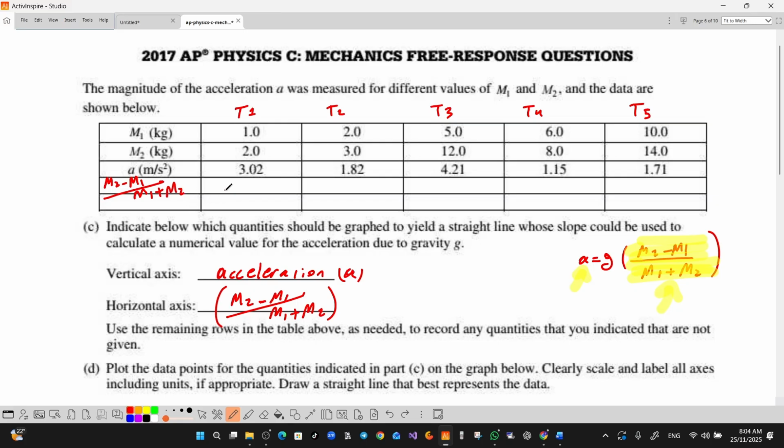Now we just need to apply a simple calculation for this fraction. So m2 minus m1, m2 is given by 2, m1 is given by 1, over 2 plus 1, or 1 plus 2. The answer will be 1 over 3, and we know that 1 over 3 is equal to 0.33. Now we repeat the same calculation for the other trials, and we will get the following values: 0.2, 0.41, 0.14, 0.17.